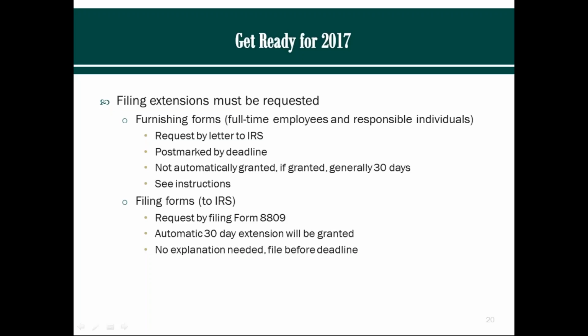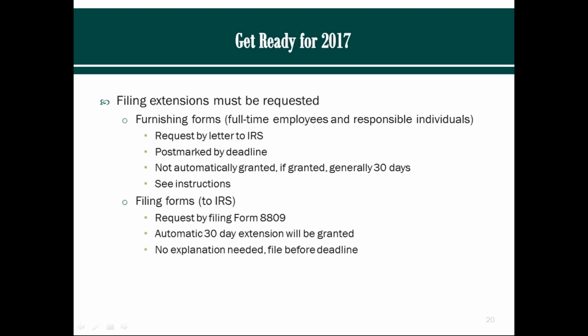After furnishing the form to an individual, a 1095-C, a 1094-C, you have to get an extension in writing. You have to request it by a letter to the IRS. You must put in there the name of the employer, the address, the EIN, and you must say why you need the extension, the reason why you are not going to get your forms out in time.